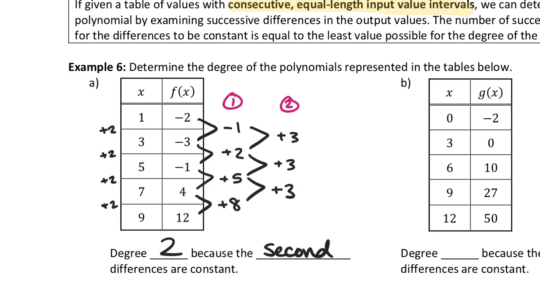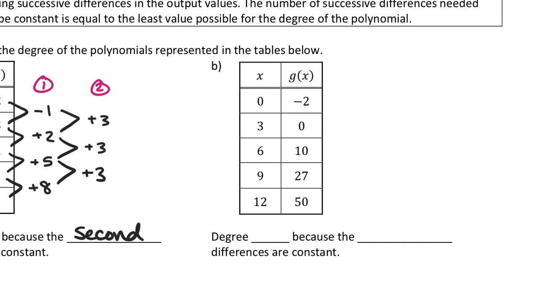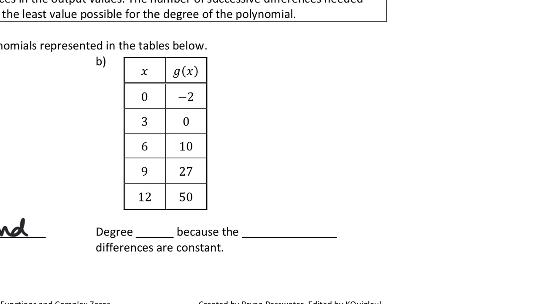Can we try the other table together? First things first, we check the input values. What are all the input values going up by? 3. So I can just use the shortcut. I don't have to use the actual average rate of change formula because I have consecutive equal length input value intervals.